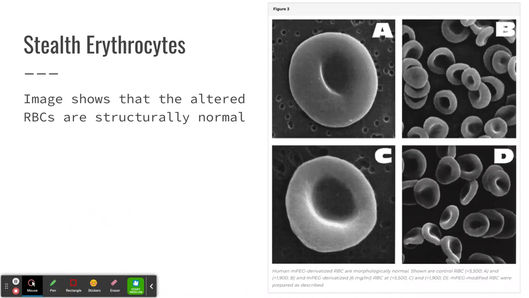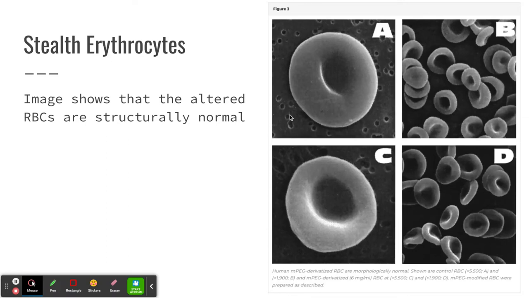So this last image that I have here just investigated a little bit on structure, because obviously you still want red blood cells that are fully functional and structurally sound. And you can see that both of these images, both the altered ones, which are on B, and the unaltered ones look the same.